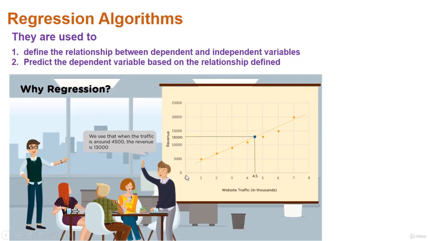In this case, for example, you can say when the website traffic increases up to 4.5, then our revenue can be around 13,000. Generally, that is what is called regression: predicting the dependent variable based on the independent variable. This is usually plotted on a graph in terms of y and x. We will look at it further so that we can understand it while doing our project.